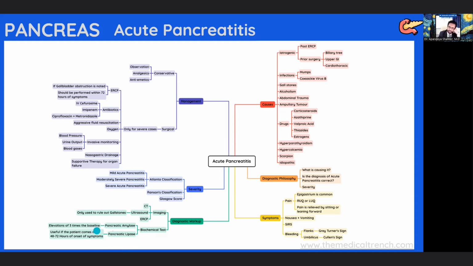So you use pancreatic lipase when the patient has come after 72 hours. So for example, the patient has been in severe pain for a couple of days and then somehow he manages to make it to the hospital and then he's come to you for consultation. Then the value of the pancreatic amylase statistically is not that good. You should still do it, but you should rely more on the pancreatic lipase level tests, right? So with that said, we've more or less done with acute pancreatitis.